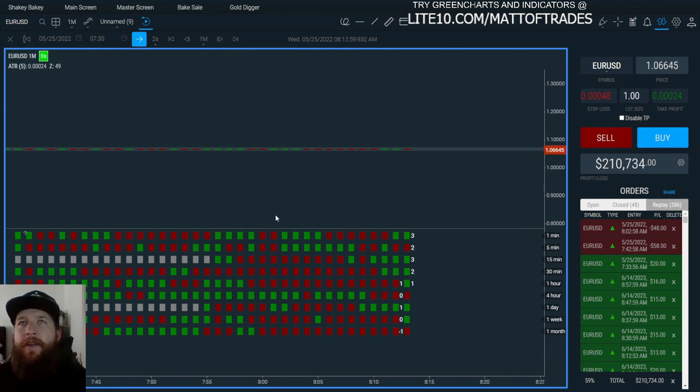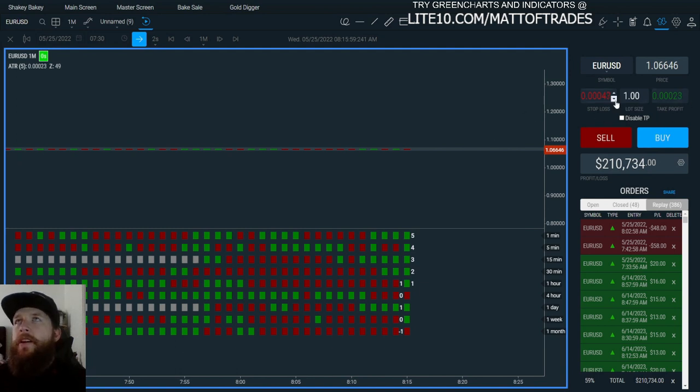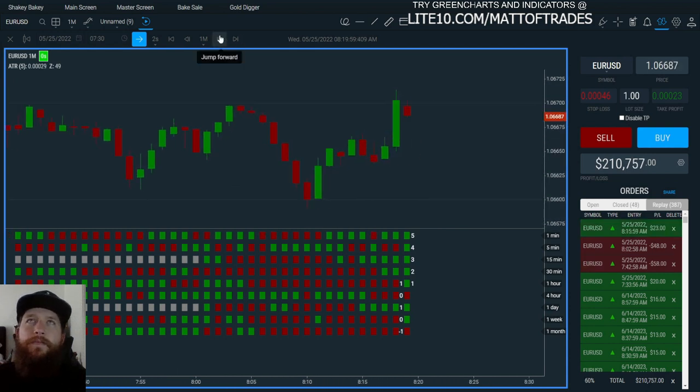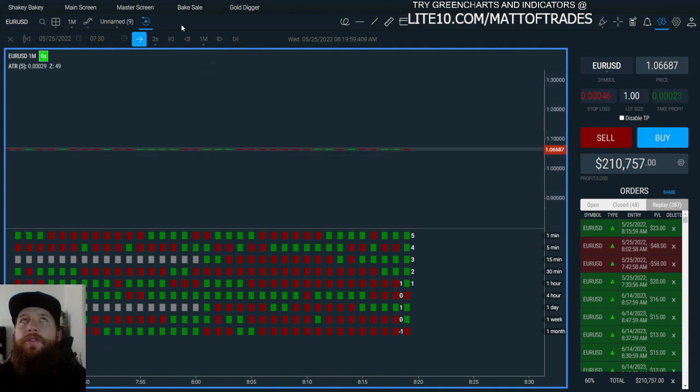Let's just wait for our 5 minute 30 to agree. There we go. And all 5 of these are actually green, so we'll go ahead and take a buy. ATR's at 23. Buy. Okay, let's take a look, see how this one runs. There we go. Another winner. Alright, we'll just keep going until 9 o'clock, and then we'll call it.